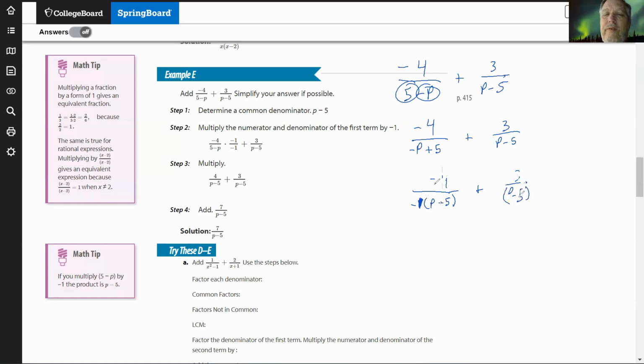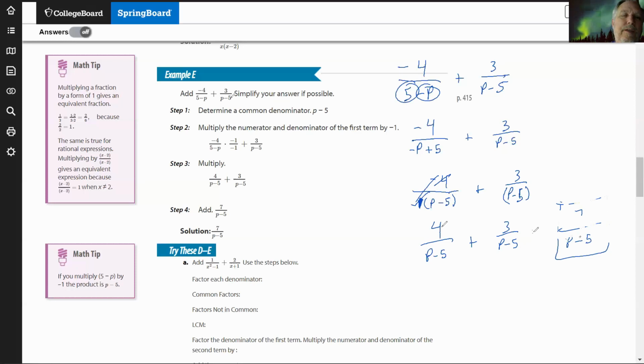But then we notice here we can go ahead and do this to get this out of the way. That's going to, of course, cancel out my negative. So it's going to be a positive 4 over p minus 5 plus 3 over p minus 5. And then p minus 5 is in the denominator, and 4 plus 3 is 7. So it's going to be 7 over p minus 5.